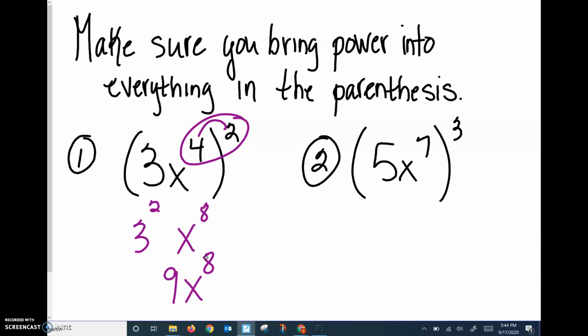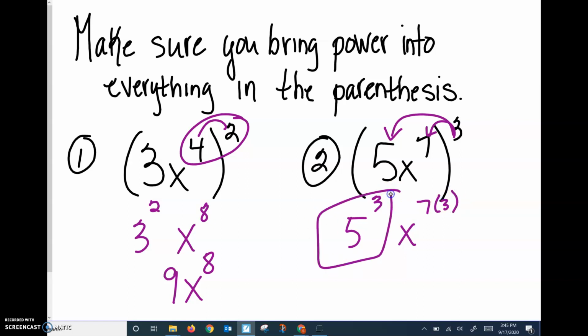All right, second problem here. Bring this 3 in. So you have to bring this 3 into the 5. So it's 5 to the 3rd power. And you need to bring the 3 into the 7. So it's x. And remember, power to a power is 7 times 3. So now use your calculator. And this is where you're going to do 5 caret 3 on your calculator. And that's going to get you 125. And then here, remember, we're multiplying this exponent, so it's x to the 21st. So 125x to the 21st.